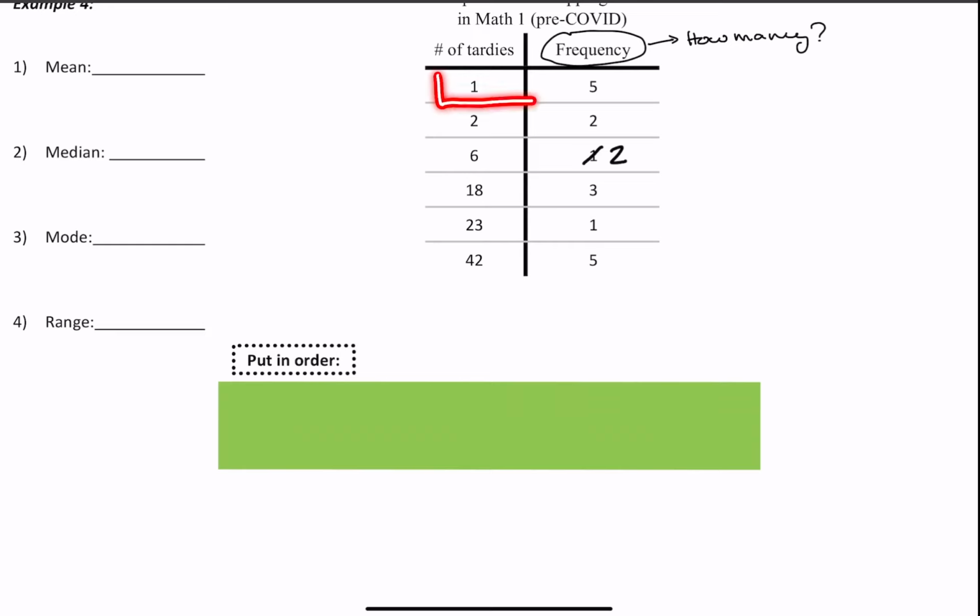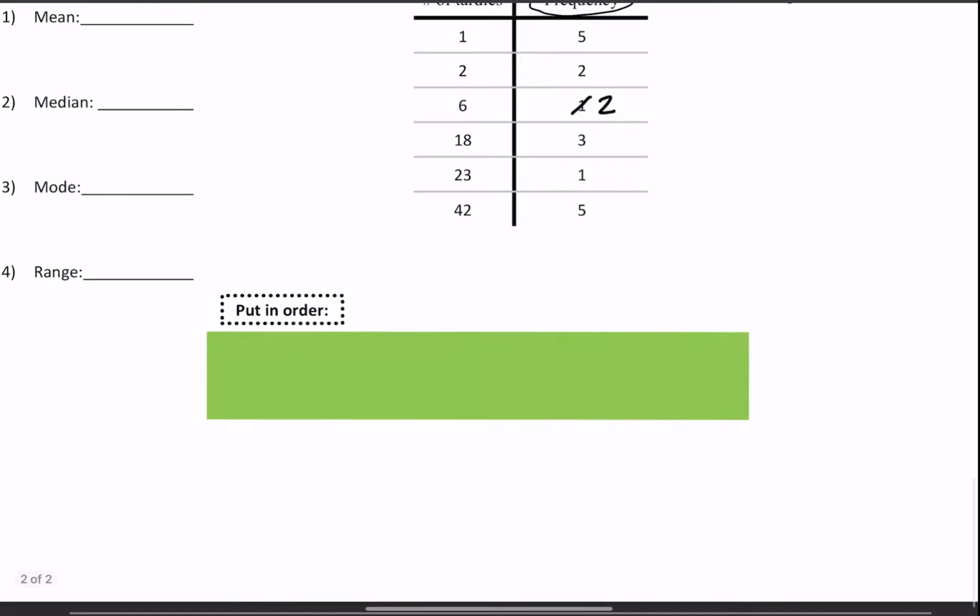So here, number of tardies is 1. There should be 5 of them because that's what frequency means. How many? It means 5. If there's 2 tardies, there are 2 people who got 2 tardies, so there should be 2 2s. Number of 6 tardies, there were 2 people who had them, so 2 6s. 18 tardies, there are 3 people who have them, so it should be 3 18s, and so on and so forth.